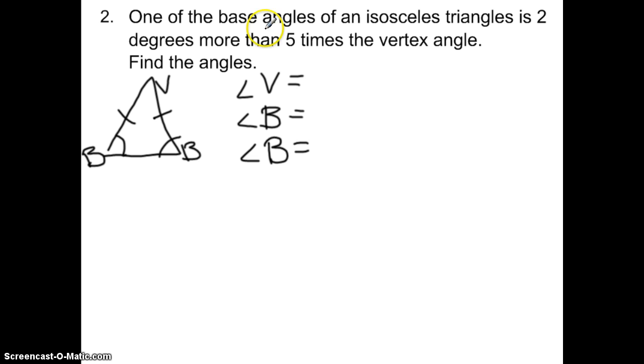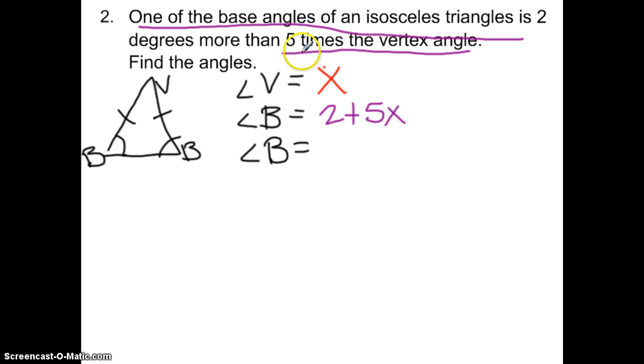In this problem we're given that one of the base angles of an isosceles triangle is 2 degrees more than 5 times the vertex. So this tells us that our vertex is going to be x, because we're given information about our base angle. Our base angle is going to be 2 plus 5x, because one of our base angles is 2 degrees more than 5 times the vertex. So 5 times the vertex is 5 times x, and it's 2 degrees more than that, so we add 2. Our base angles are congruent, so we have two of them.